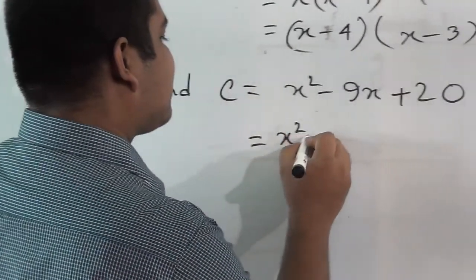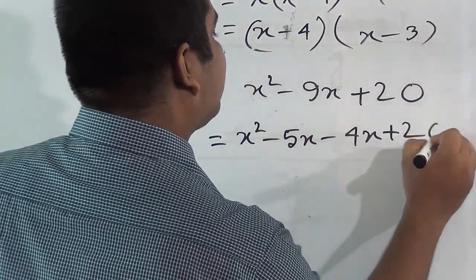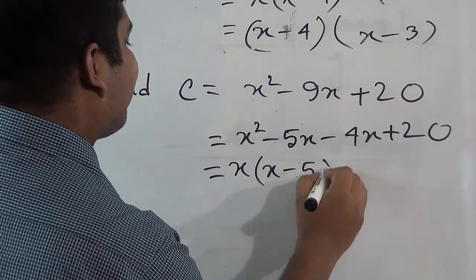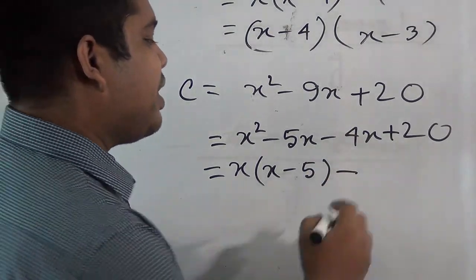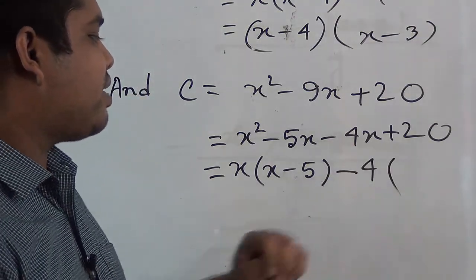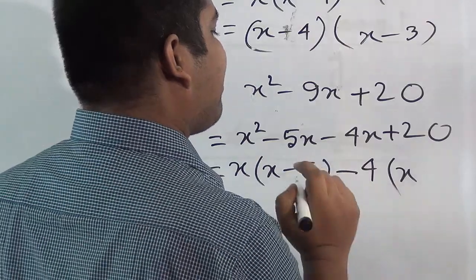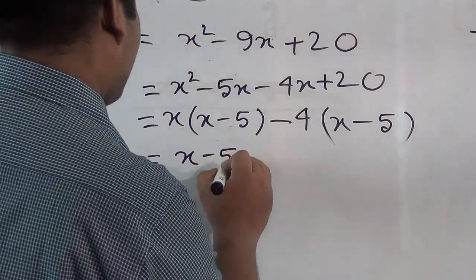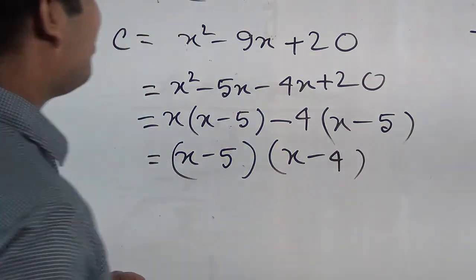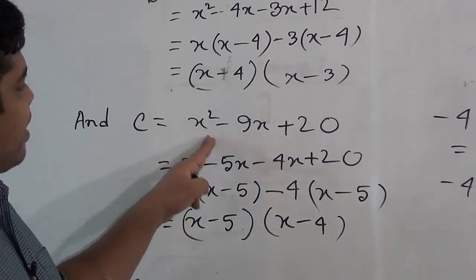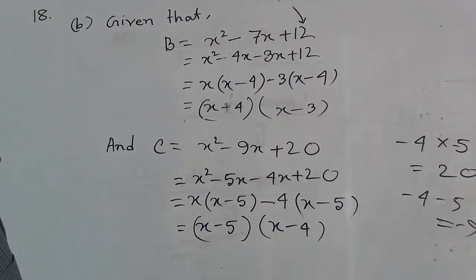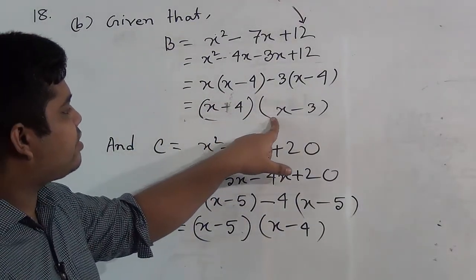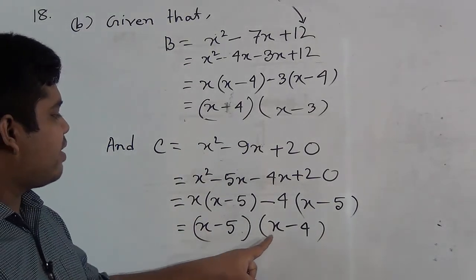So we write x square minus 5x minus 4x plus 20. From these two expressions x square minus 5x, we take x common and left x minus 5. After that, from minus 4x plus 20 we take minus 4 common. We divide minus 4x by minus 4 and we get x, and we divide plus 20 by minus 4 and we get minus 5. From this whole expression x minus 5 is common, and left x minus 4. I hope you understood how to resolve an expression into factors by using the middle term break. So the value of b is x minus 4 into x minus 3 and the value of c is x minus 5 into x minus 4.